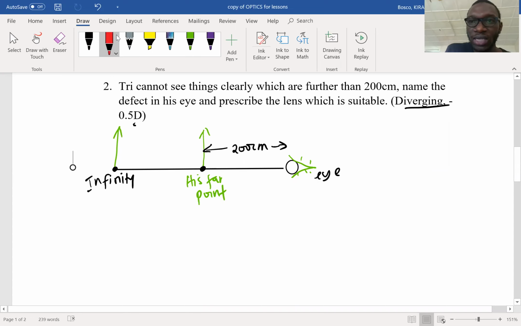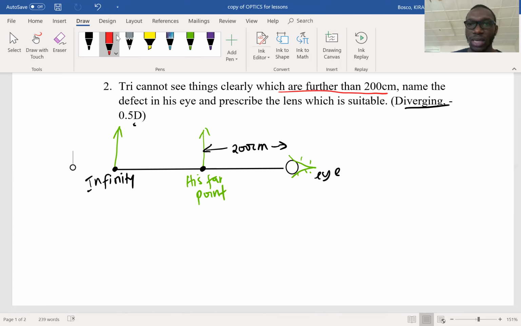The question says that Try cannot see things further than 200 centimeters. So meaning that beyond 200 centimeters, Try cannot see. So his far point is 200 centimeters. We learned that the far point for a normal eye should be infinity. So if it is not infinity, the person is short-sighted, cannot see clearly beyond 200 centimeters.